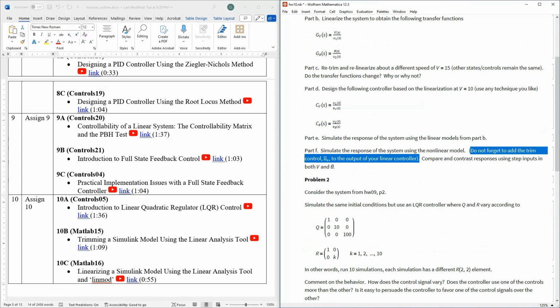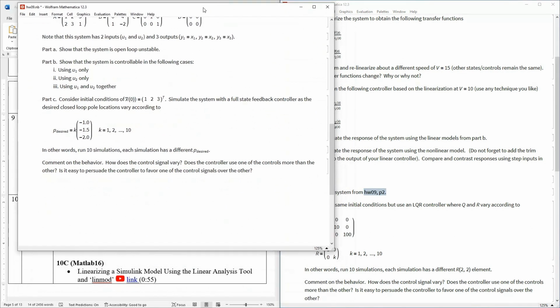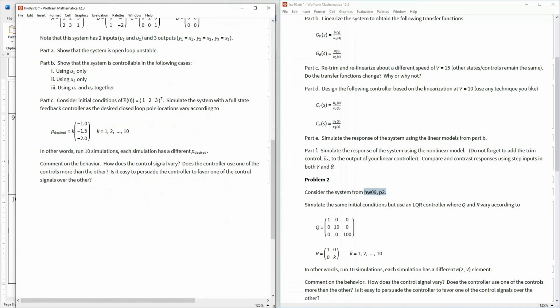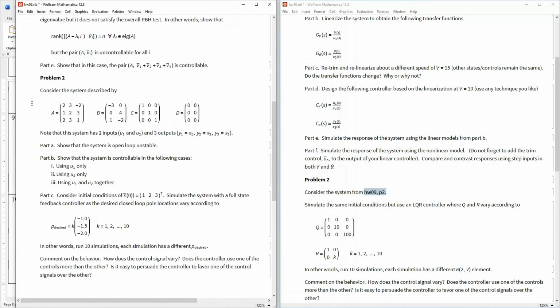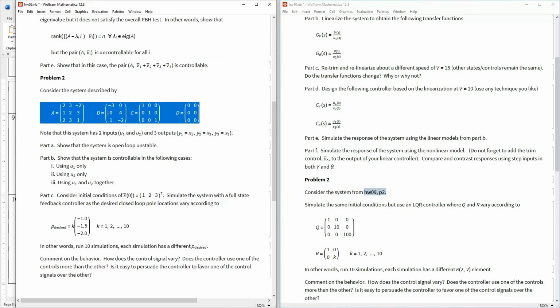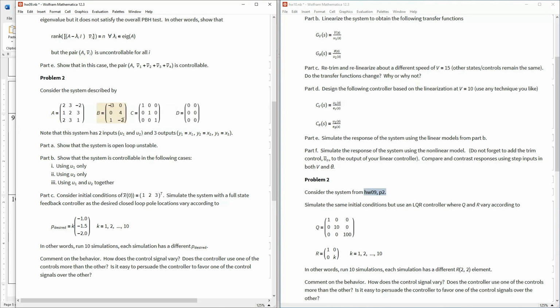Okay, now let's jump into problem two. Problem two is looking at, actually, we're going to revisit the homework that we just looked at, homework 9. So let me pull that up so we can look at the two side by side. Remember in homework 9, we had this problem here, where I said, here's some linear system. It has two inputs. You can see that by the two columns of the B matrix. It has all the states as outputs. And then in problem 2 in homework 9, we were designing a full state feedback controller by just placing the poles at these quasi-random locations and then investigating the behavior, okay?